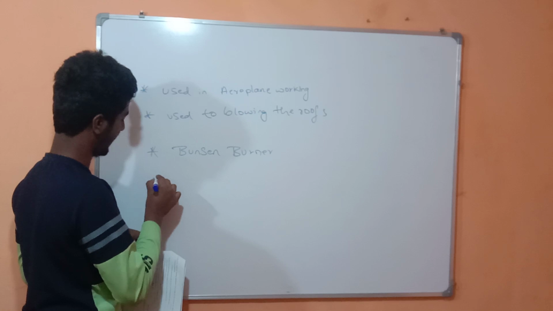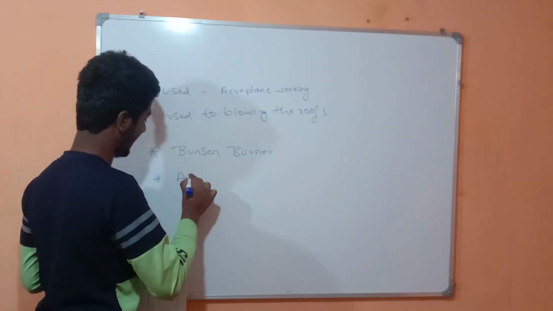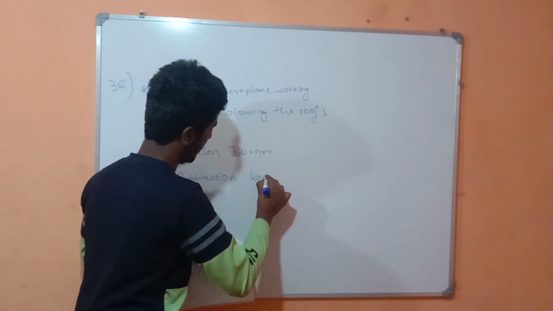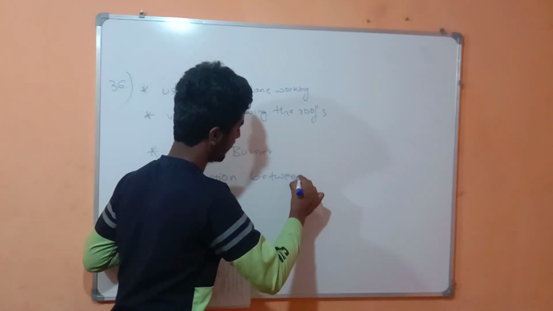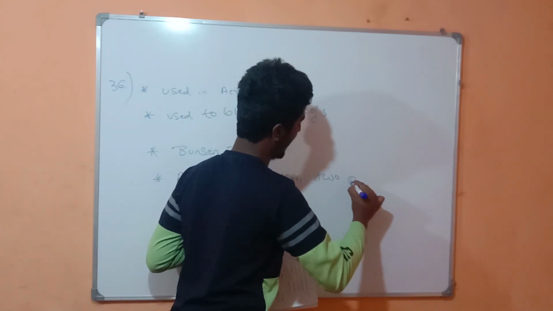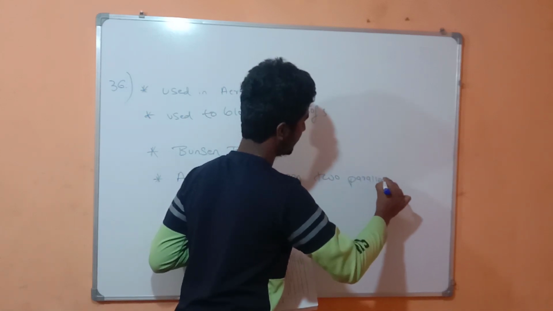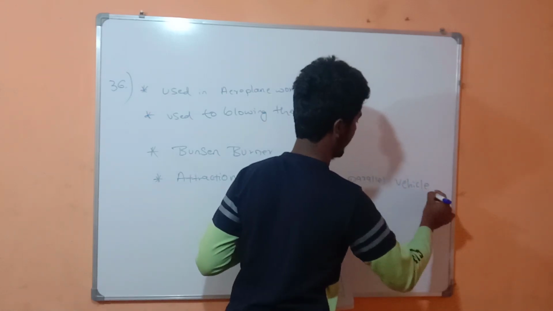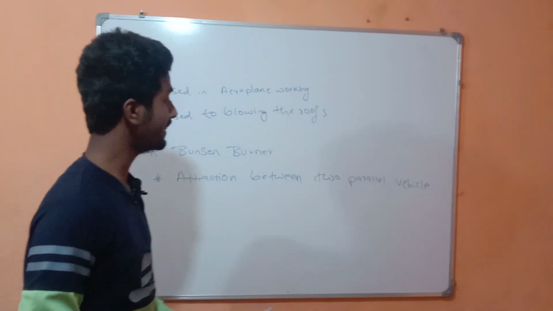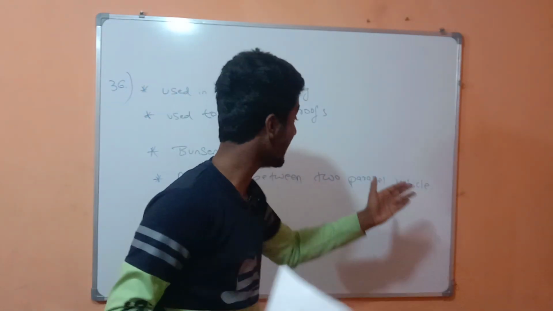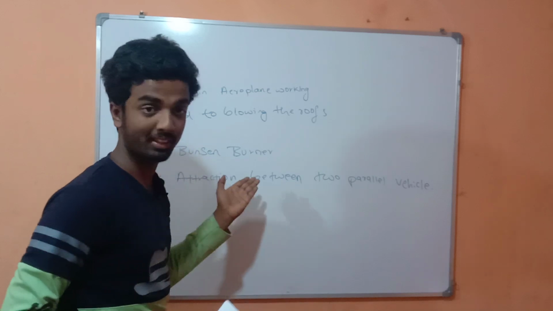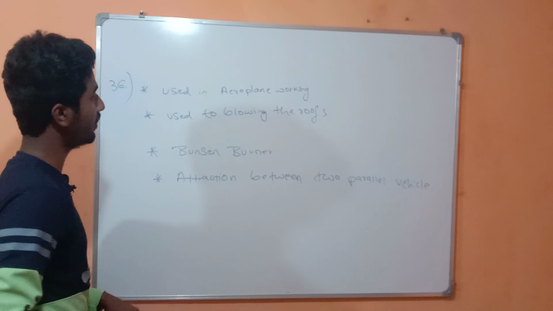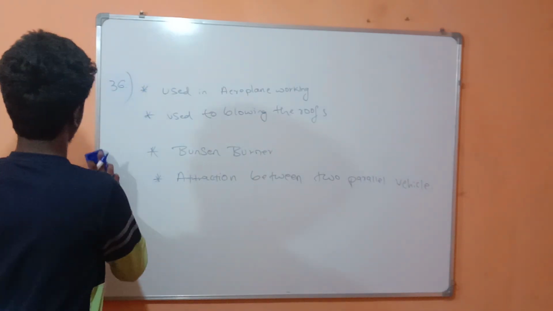They have asked only 3, but I will write 4. Attraction between two parallel vehicles or bodies. It means attraction between two parallel vehicles, as well as the Bunsen burner. The Bunsen burner is used in laboratories, children. Take down into your notes by pausing the video. Let me move to the next question.